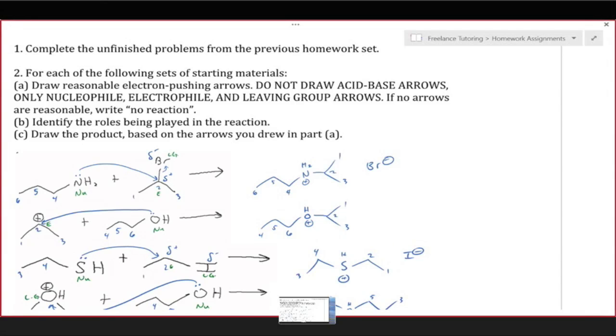The next example was designed to test if you would change the charge on the oxygen to a positive, and it looks like you did that. So that's good. The next example was designed to test if you would remember to change the charge on the sulfur to a positive, and you did. Good. So let's scroll down.